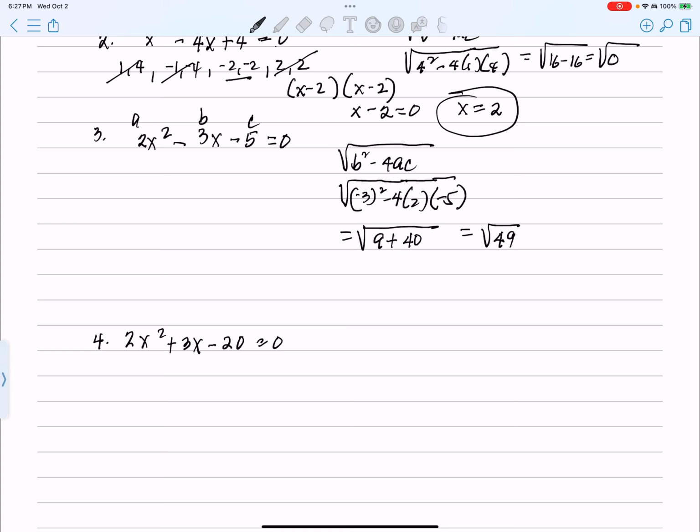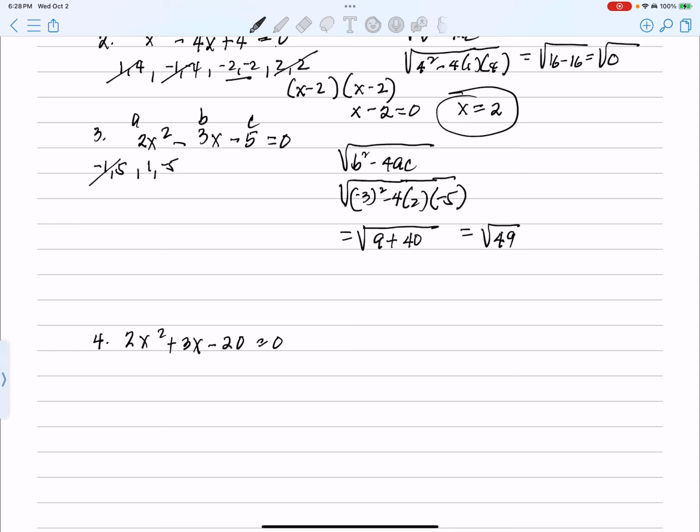But when we look at the factors of c that will give us b when we add, the factors of negative 5 are negative 1 and 5, and 1 and negative 5. Do we have any other factors for negative 5? I think these are the two. If I add negative 1 plus 5, I have a positive 4. It doesn't give me negative 3.